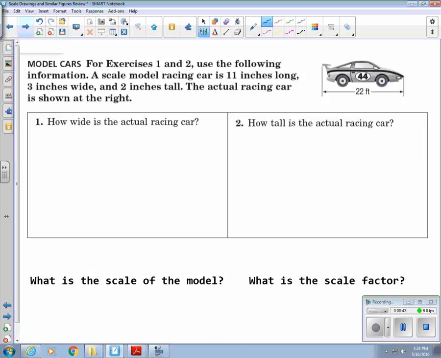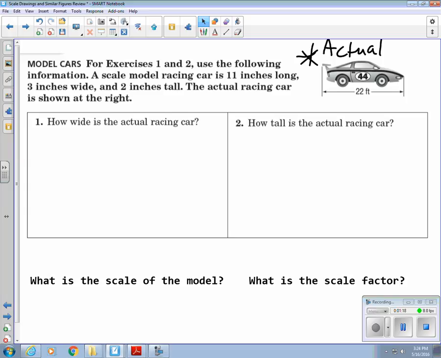All right, so let's just do some examples since this is review. For exercises 1 and 2, use the following information. A scale model racing car is 11 inches long, 3 inches wide, and 2 inches tall. The actual racing car is shown at the right. So this is the actual over here. I'm going to label that just so that it helps me understand what I'm talking about. The actual. All right. Let me get back to this. So how wide is the actual racing car?